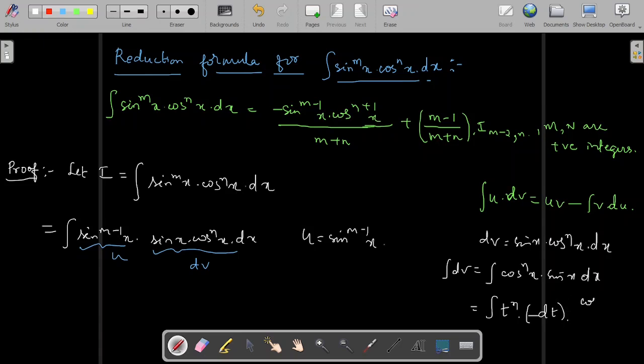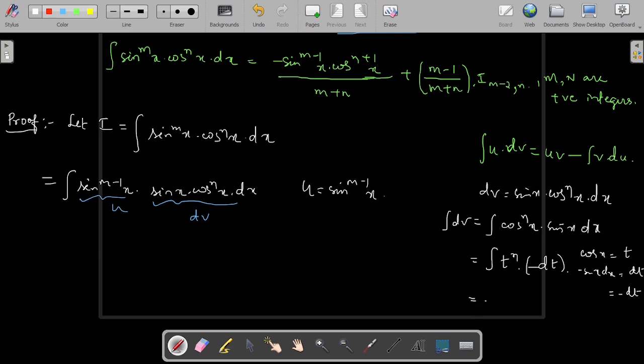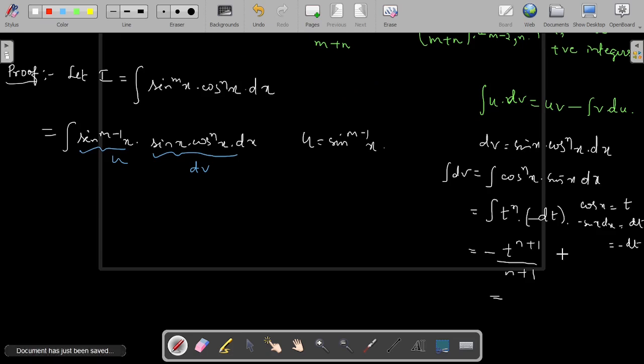So we put cos x equal to t, then the derivative of cos x, minus sin x dx, is equal to dt. I want sin x dx, which is equal to minus dt. So this sin x dx is replaced by minus dt, then cos x is taken as t, so it becomes t^n. Therefore, the integral of t^n is minus t^(n+1) divided by (n+1). Back substituting the value of t, this gives you minus cos^(n+1) x divided by (n+1). So we got the value of v.